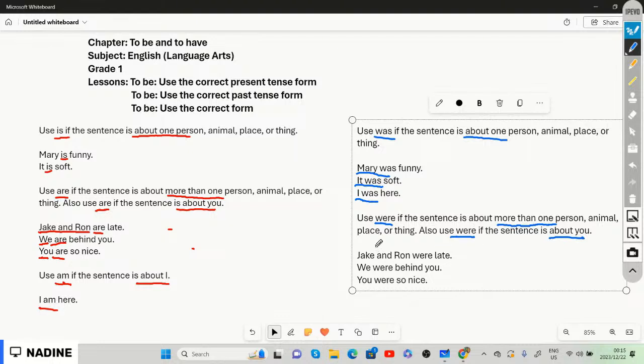For example, Jake and Ron were late. So this refers to two people that were late. We were behind you. We refers to more than one person. And then you were so nice. You can be one specific person. Sometimes you refer even to more than one person.